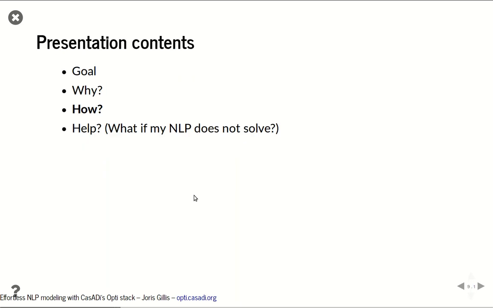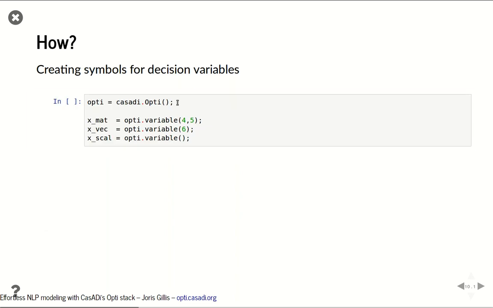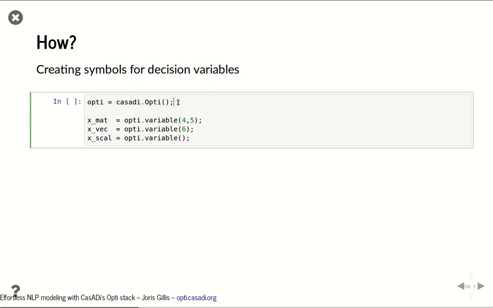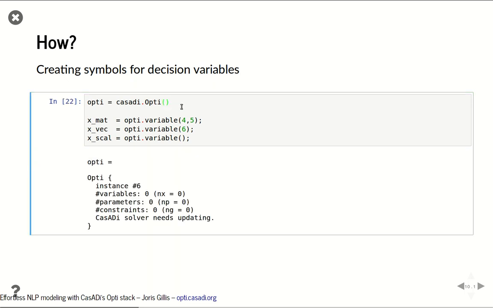Okay. How do we use this Opti functionality in CasADi? First of all, you start with creating an environment, the Opti environment. By default, the environment is empty, of course. But you can add variables. The variables can be matrices, like xmat would be a matrix, xvec is a vector variable, and xscalar is a scalar variable. Simple enough.